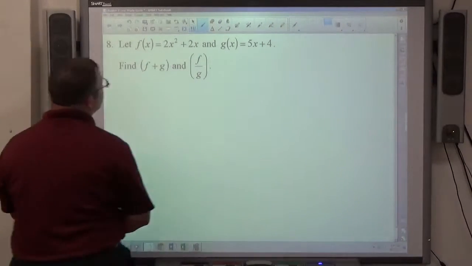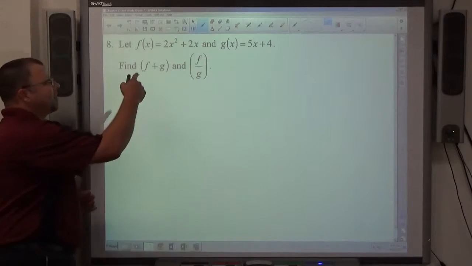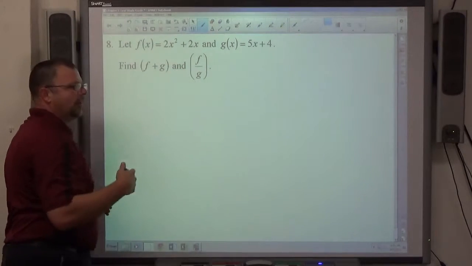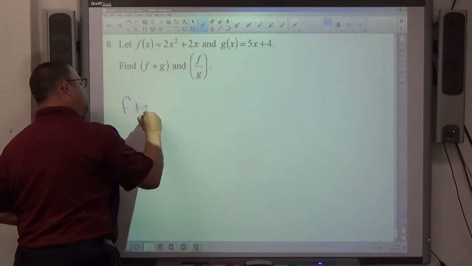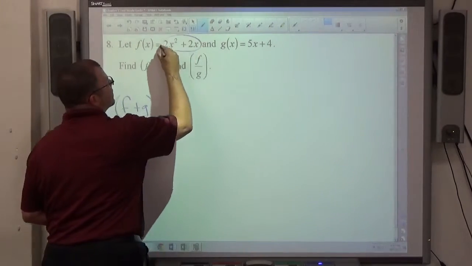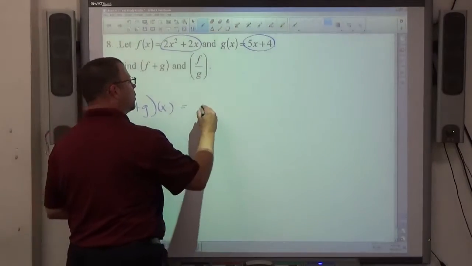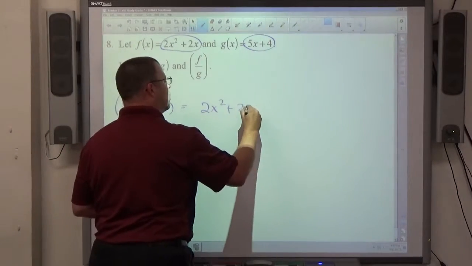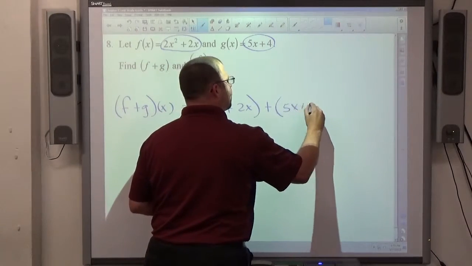Number 8. Let f of x equal 2x squared plus 2x and g of x equals 5x plus 4. It says find f plus g and f over g. That implies of x. So if I'm doing f plus g of x, it simply means to take function f of x and add it to function g of x. That's all that means. So that's going to equal 2x squared plus 2x, that's f of x, added to g of x, 5x plus 4.